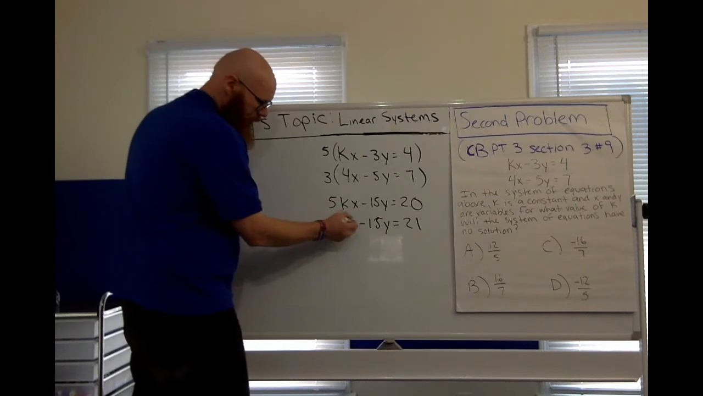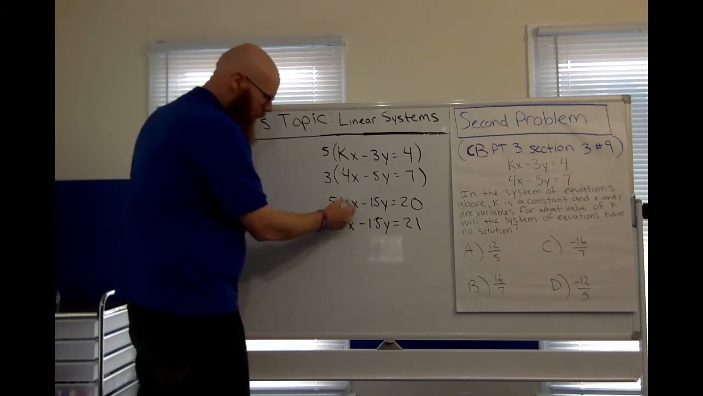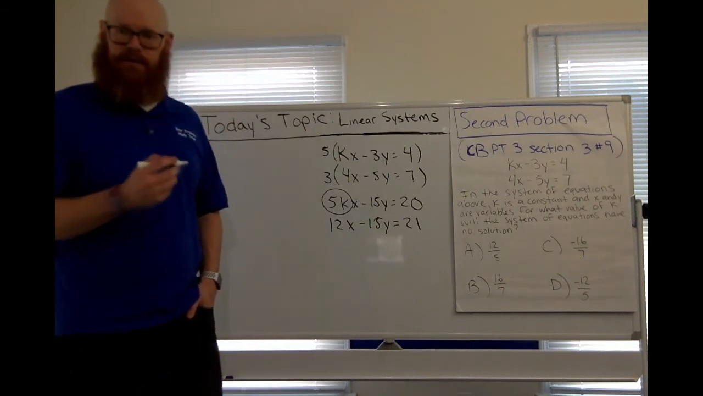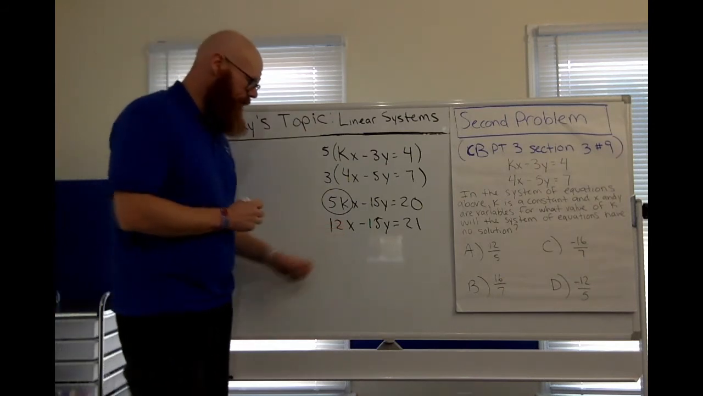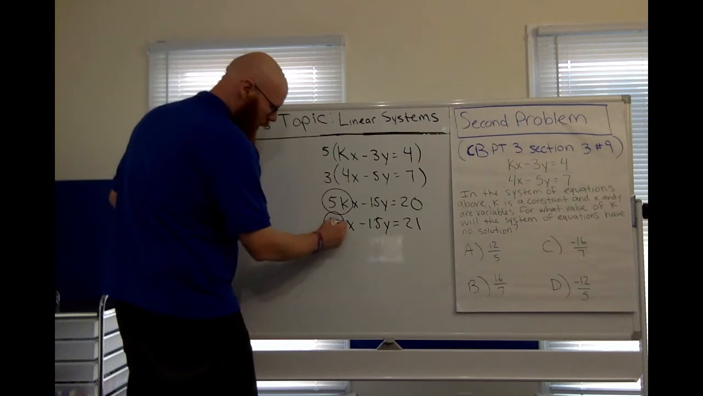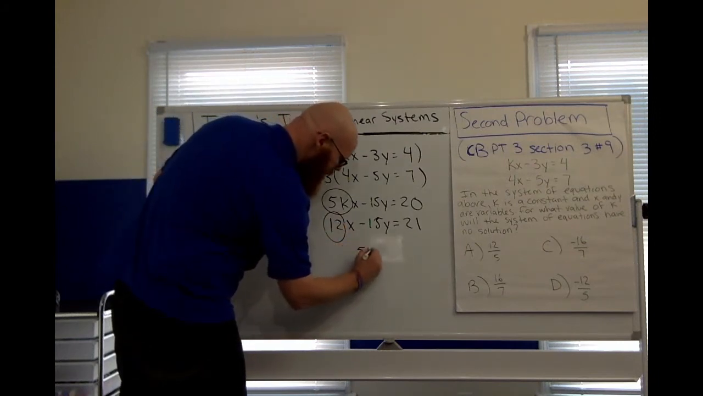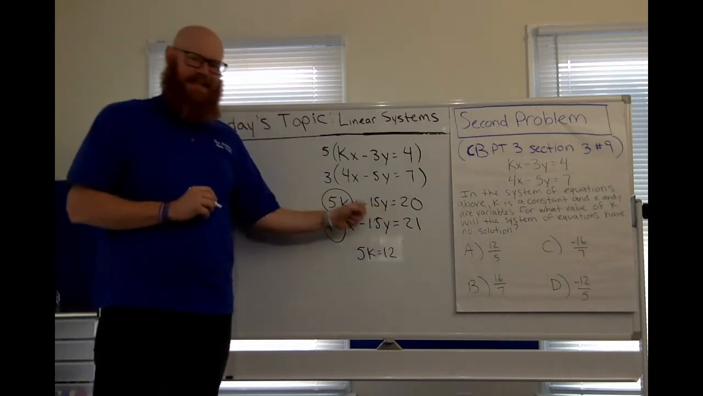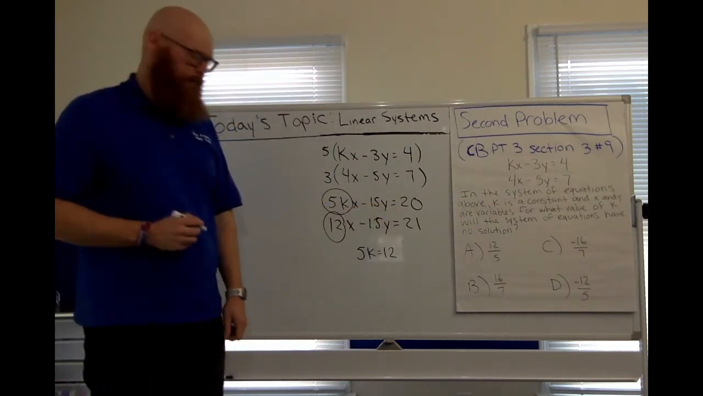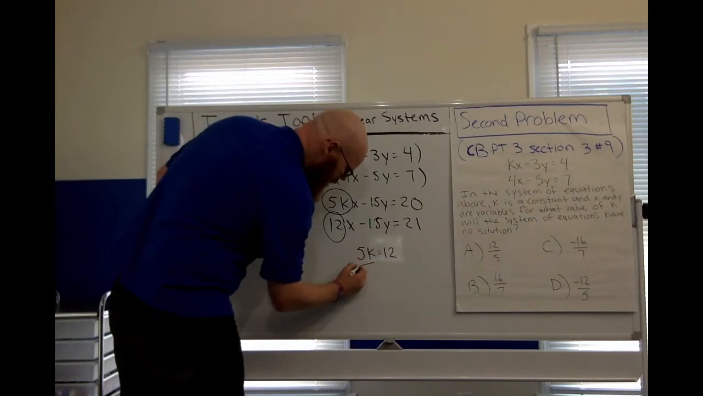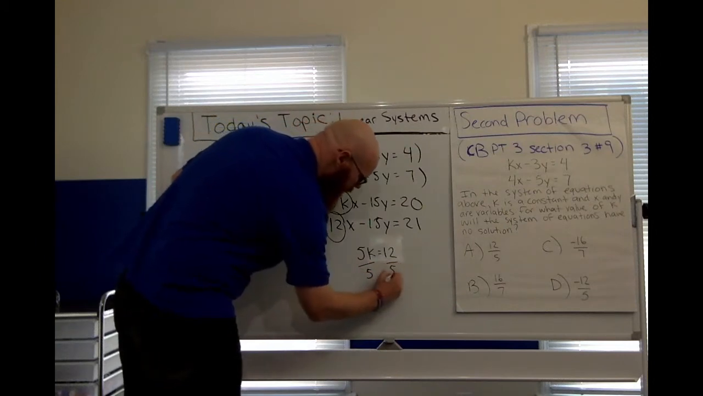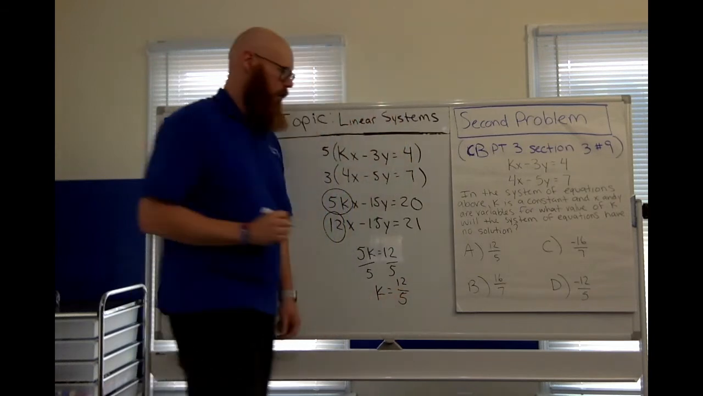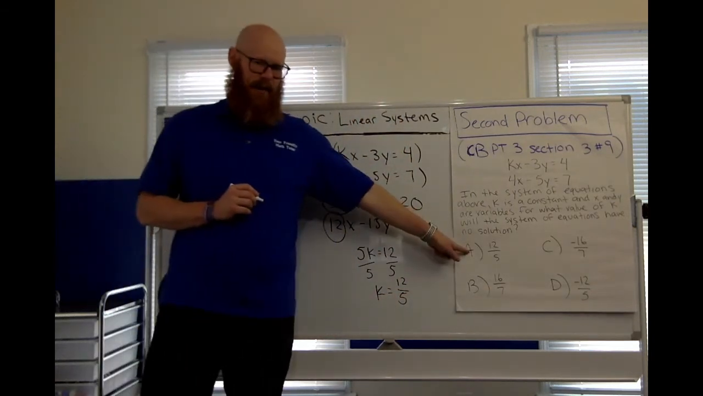So I need the coefficients of x to be the same. Well, the coefficient of x in the first equation is 5k, and the coefficient of x in the second equation is 12. Well, I need them to be equal in order for this system to have no solutions. And that will result in, if I divide by 5, k equal to 12 over 5, which is letter A.